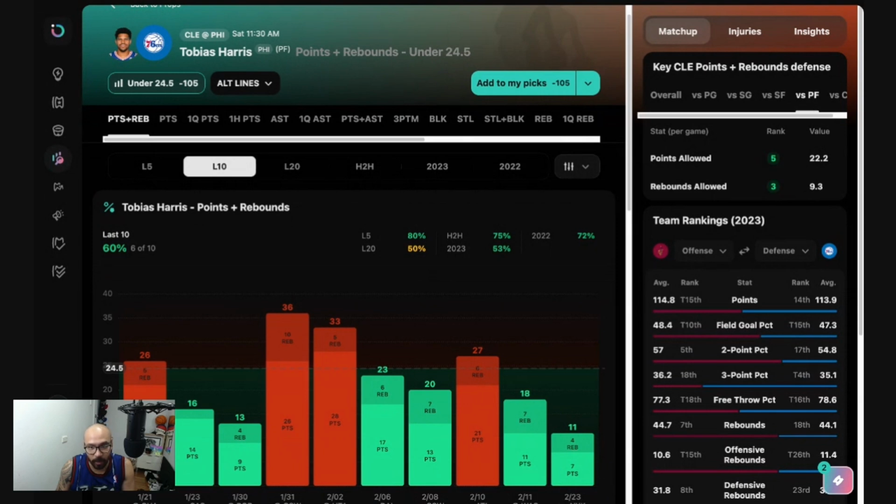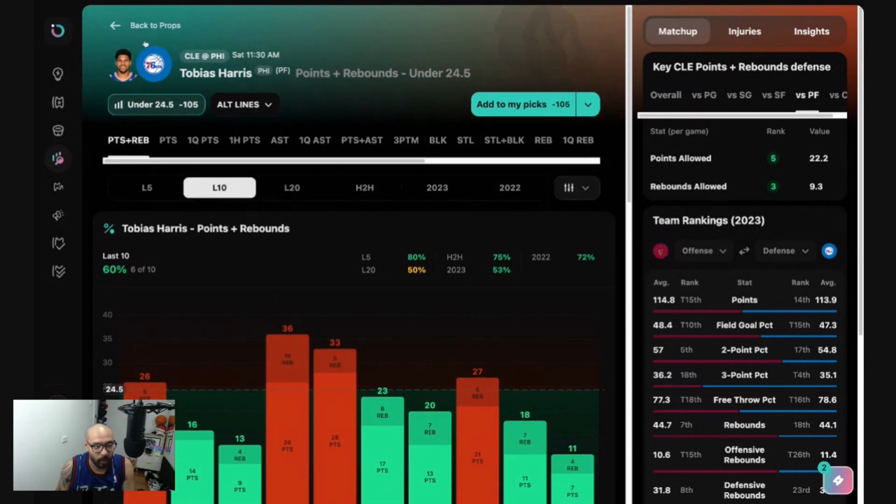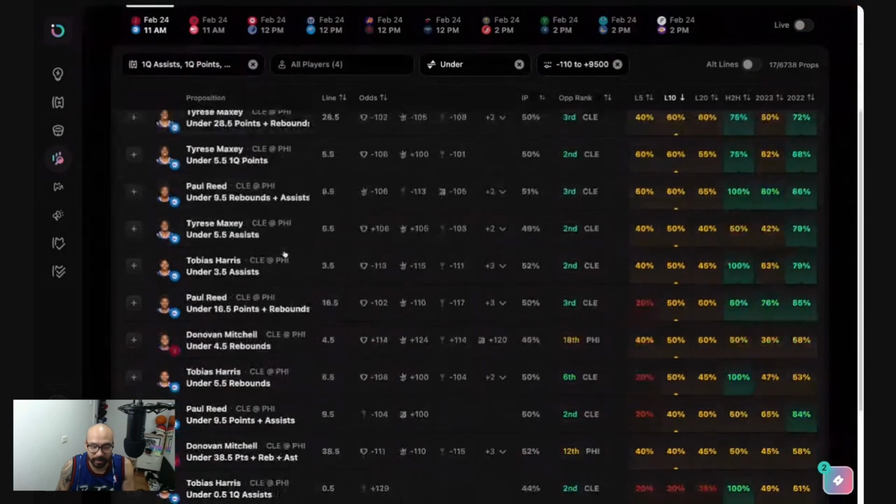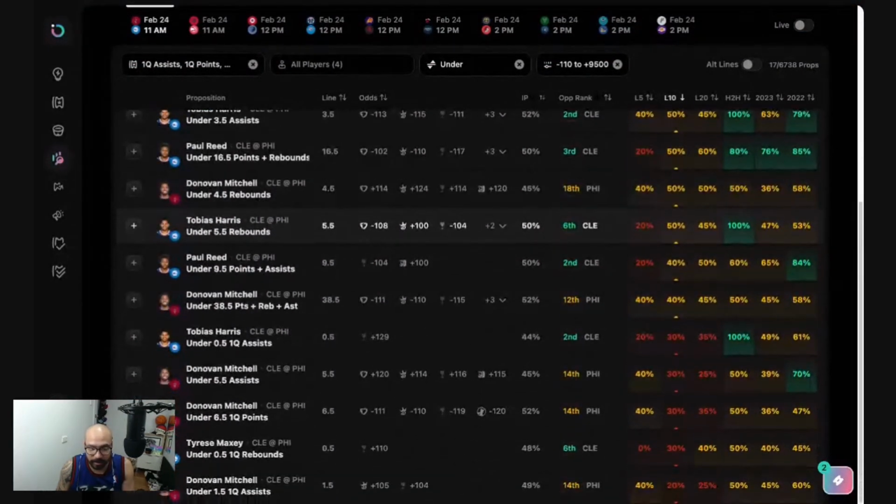If he's a power forward, the matchup is great. If he's a small forward in this game, it might be a somewhat difficult matchup. So even with that, I want to play Tobias Harris unders because I'm not a big fan of his, but there's nothing screaming out to me for that one right now.